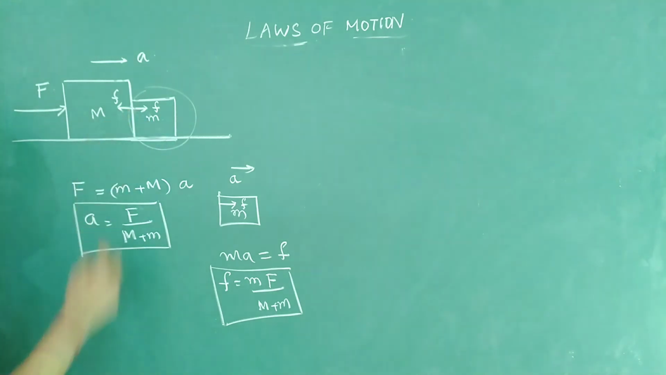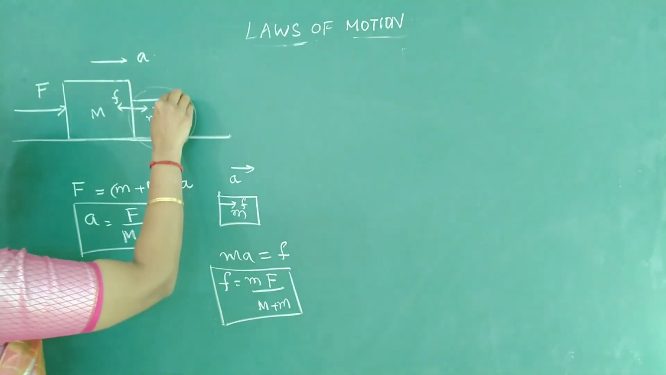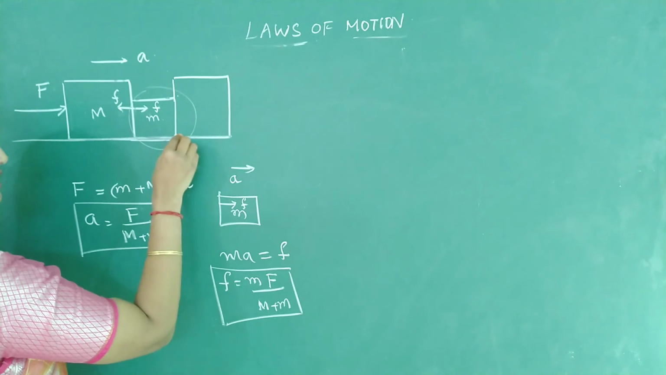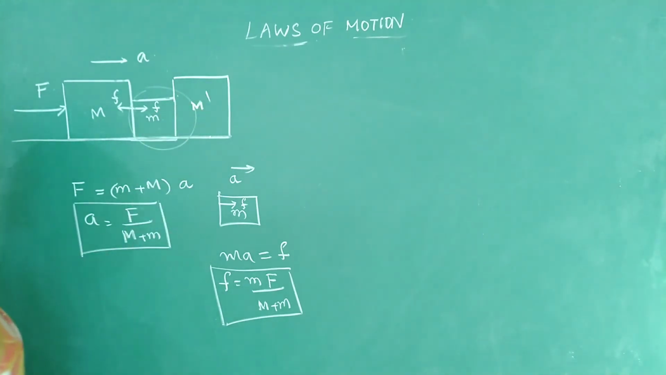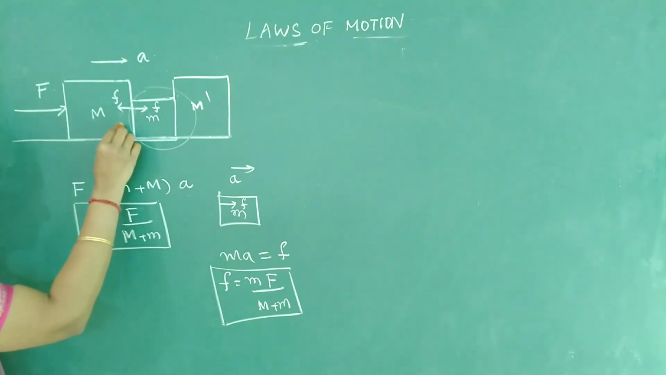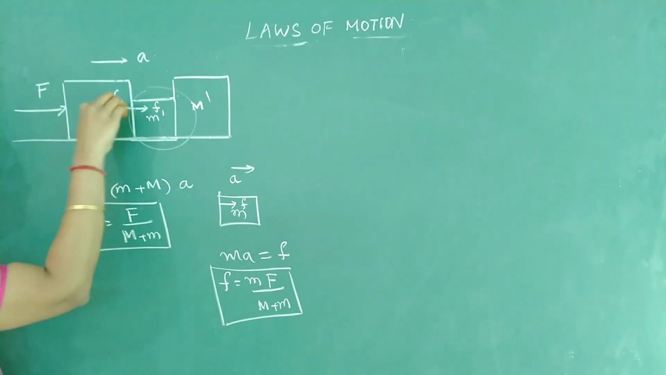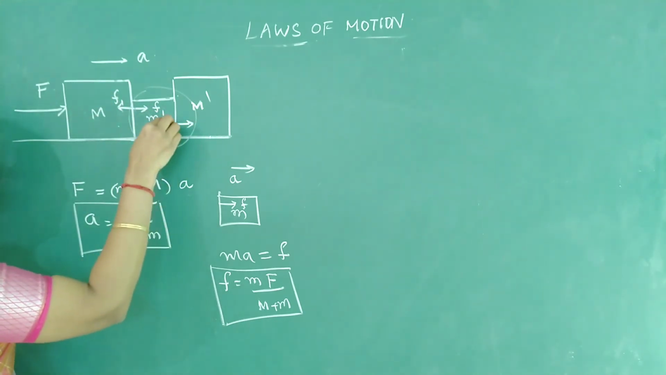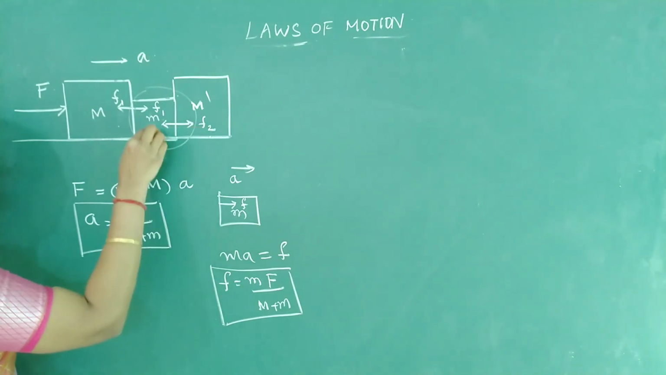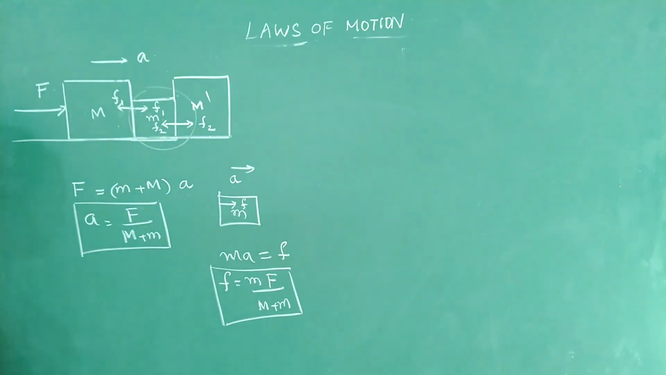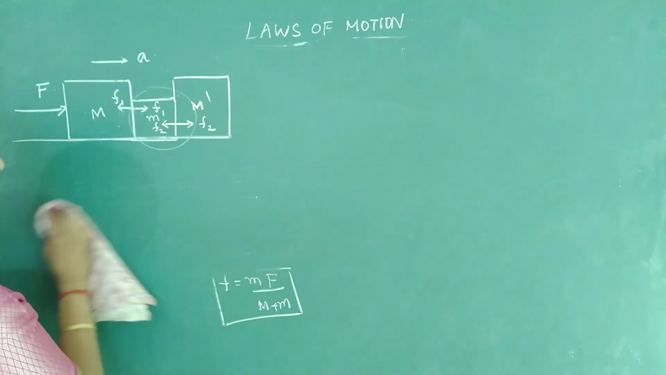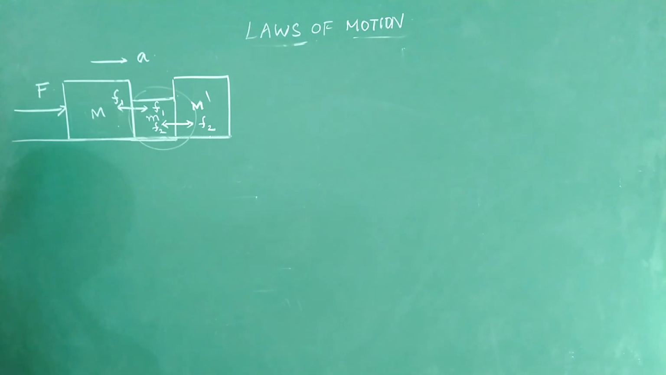Now instead of 2 blocks, they may give you 3. Okay, one more I will add. Let this be M dash. So make changes in it. What will be the acceleration? Now there will be 2 contact forces. Let the contact force between capital M and small m be F1. Between these 2 blocks, I will write the contact force F2. Now we need to find 2 values, F1 as well as F2. Okay, tell me how to find F1 and F2.